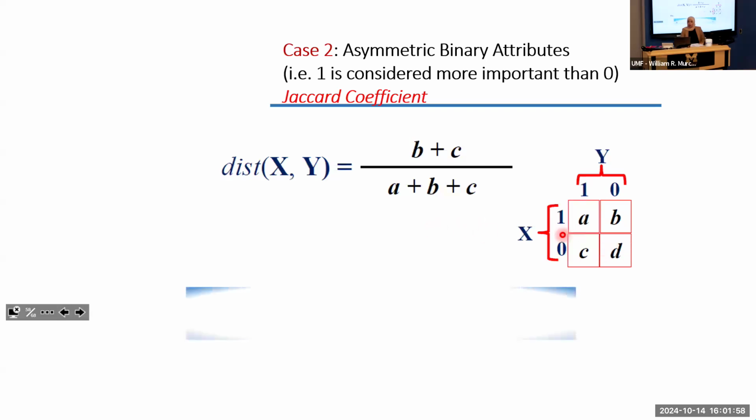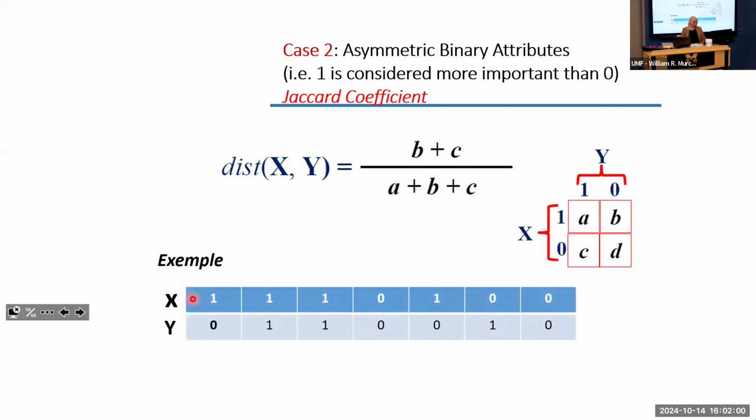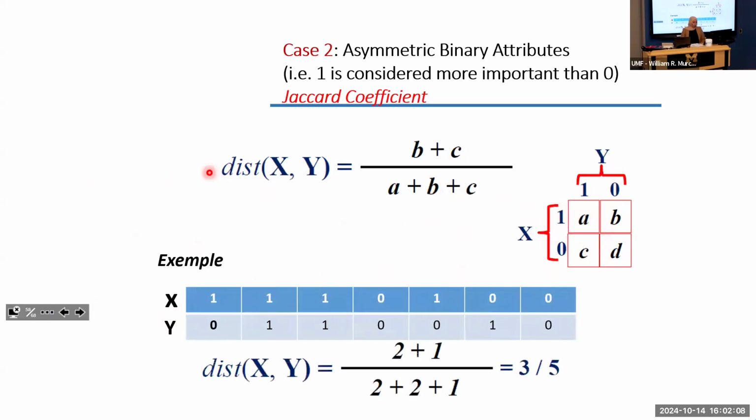In this case, we do the same. How many elements are 1,1? It's 2, plus the 1,0, and so on. So you are going to have 1. So 2 plus 1 divided by this.